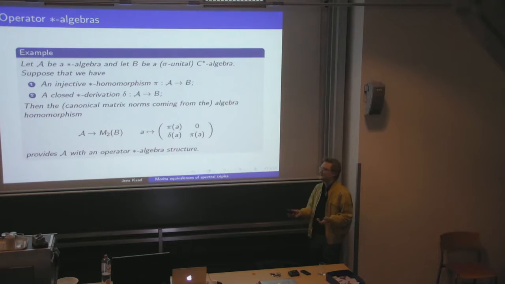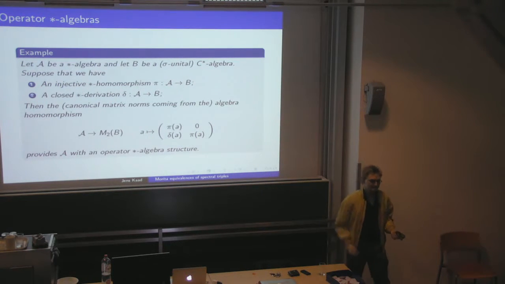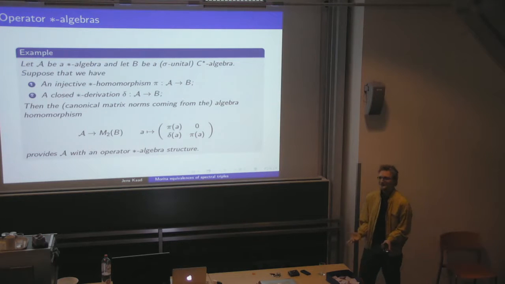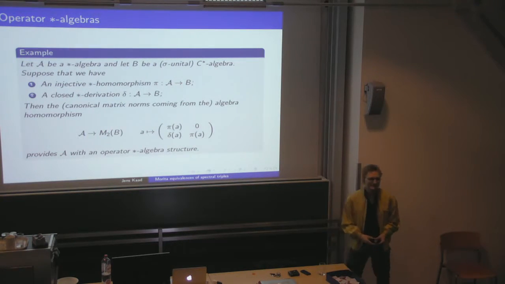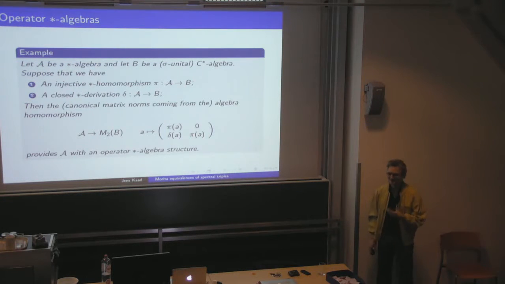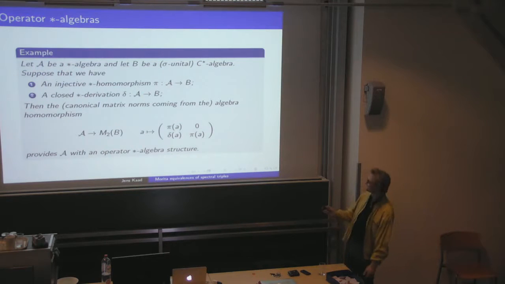It's more like A is really like C1 functions on a manifold. C1 functions vanishing at infinity on a Riemannian manifold. That's an example of A. And the derivation would be the exterior derivative.